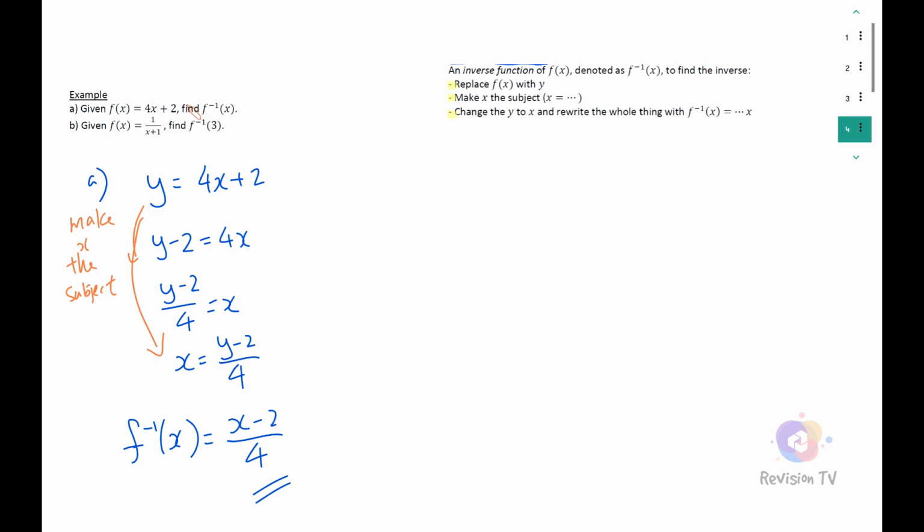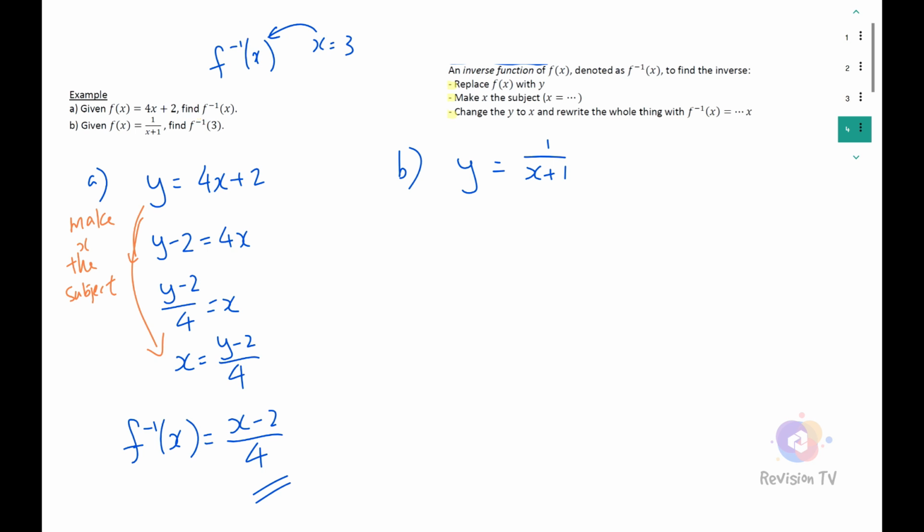Okay, let's try part B. f of x equals 1 over x plus 1. First thing, replace it with y. y equals 1 over x plus 1. Now the question wants us to find f inverse of 3. It means we want to find the inverse function first, and then replace x with the 3 in it. So we're looking to find the inverse function first.